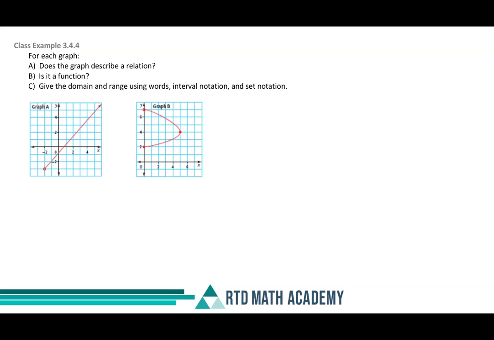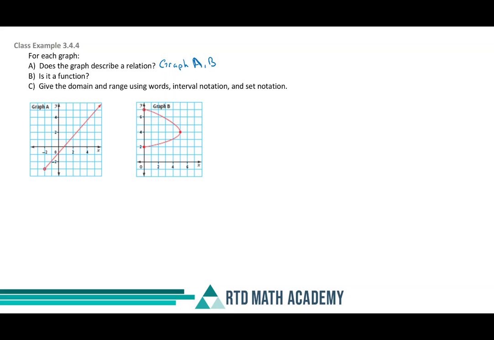This one looks like it's going to be a linear relation. This one looks like it's got a couple of curves here. These are half parabolas. You'll learn those next year when they're on their side. But yes, both graph A and graph B are relations.